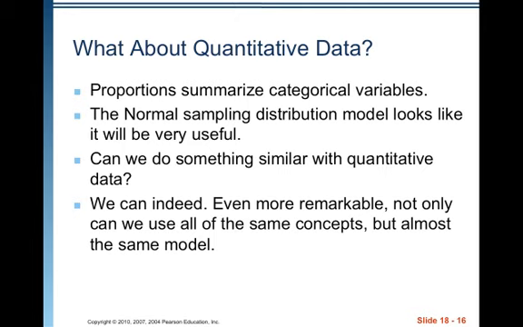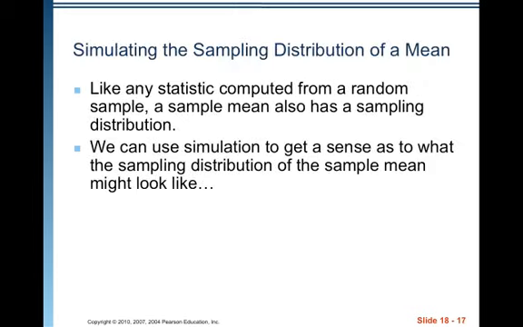So what about quantitative data? Proportions summarize categorical variables. So we're working with categorical data when we're working with proportions. What about quantitative data? The normal sampling distribution model looks like it could be useful. Can we do something similar with quantitative data? We can indeed. That's why we spend so much time talking about normal models, because they're just so useful for us. Even more remarkable, not only can we use all of the same concepts, but almost the same model.